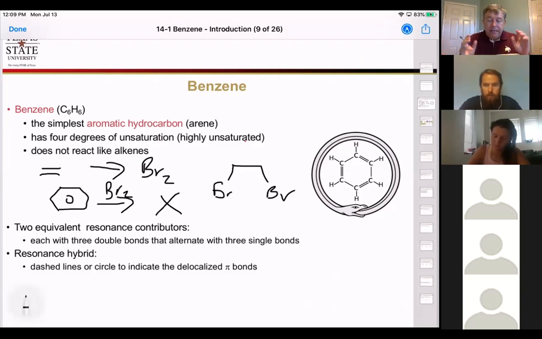So in our benzene ring, we figured out that it was unsaturated, 1 for the ring and 1 for each of the double bonds. So it has 4 degrees of unsaturation. And we noted it's a ring and it has 6 members in it. And so we have to think about, ooh, there's a possibility of resonance. We have an alternating double and single bond, so we should be able to show resonance contributors and look at what the resonance hybrid might be.